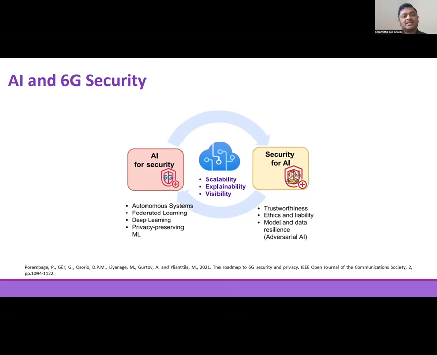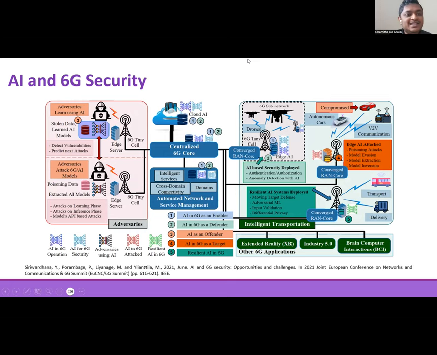So if you look at the AI 6G landscape, you can see that attackers or adversaries can learn about different systems, different activities, different patterns using AI. And also they can attack different AI models. On the other hand, at other edges, the edge devices can be attacked. Edge AI can be poisoned, there can be model evasion attacks, and so on and so forth. And there can be compromised nodes.